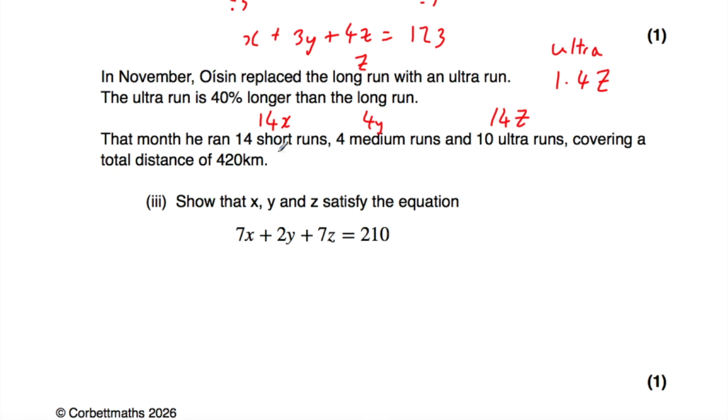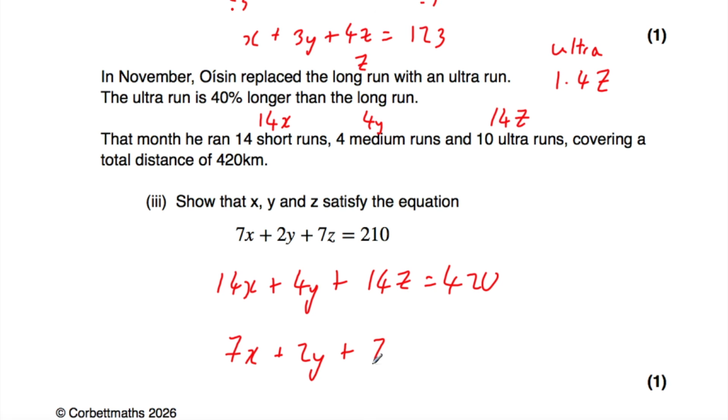And that's fantastic because now we can form an equation: 14x plus 4y plus 14z is equal to 420, because we know if we add them up, that's going to be the total distance he ran. And then if we halve all of that, we get 7x plus 2y plus 7z equals 210. And that's it. So that's fantastic.